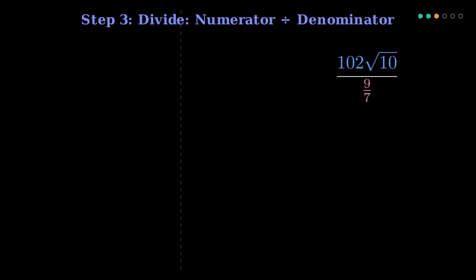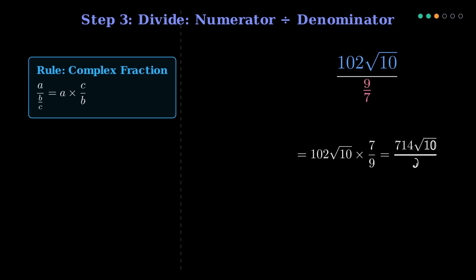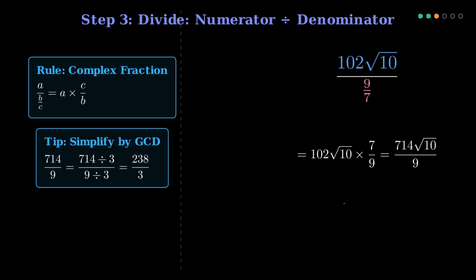Step 3. Now we divide the numerator by the denominator of the big fraction. We have 102 root 10 divided by 9/7. Dividing by a fraction means multiplying by its reciprocal. So we flip 9/7 to 7/9. 102 root 10 times 7/9. Let's multiply. 102 times 7 equals 714. Can we simplify 714 over 9? Both 714 and 9 are divisible by 3. 714 divided by 3 is 238. 9 divided by 3 is 3.